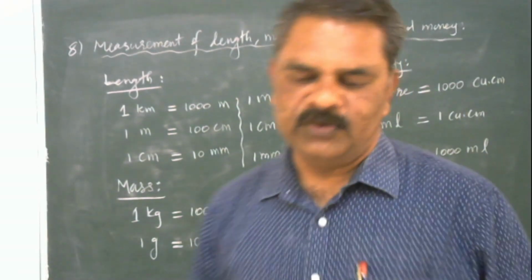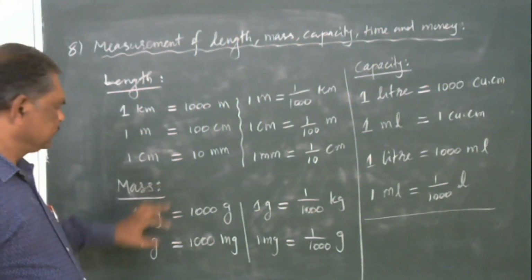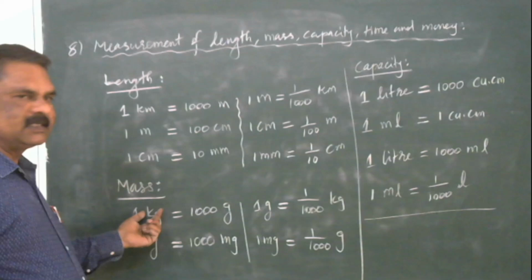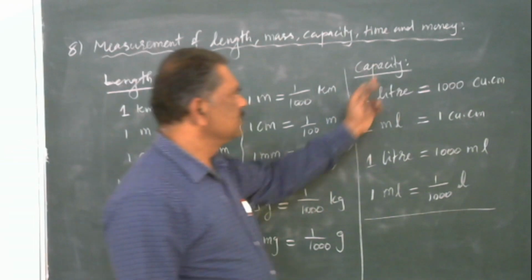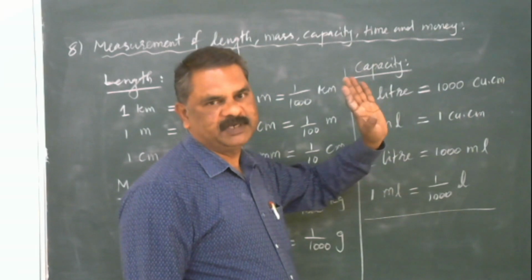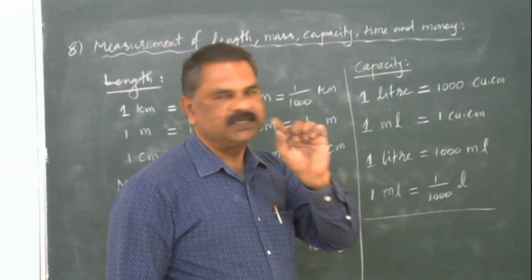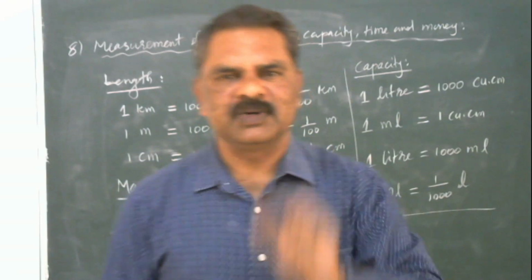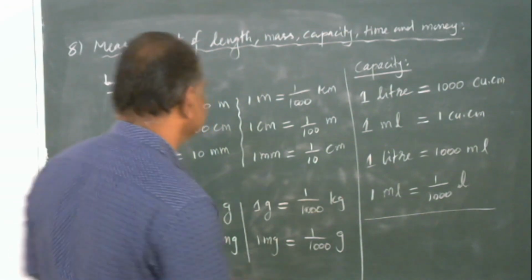So 3 units, it's very clear to you. Length related units, both ways I have written, smaller into bigger, bigger into smaller. Similarly, mass, bigger unit into smaller unit, smaller unit into bigger unit. Similarly, capacity, 1 liter is equal to 1000 cubic centimeter. Cubic centimeter means a cube of side 1 centimeter, and 1 ml is equal to 1 centimeter cube, one small ice cube, that is equal to 1 milliliter.